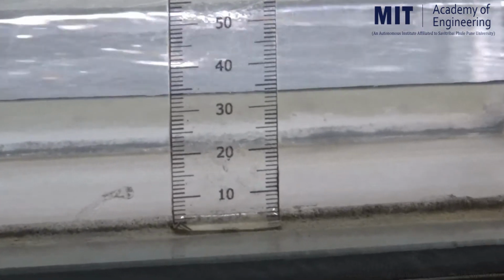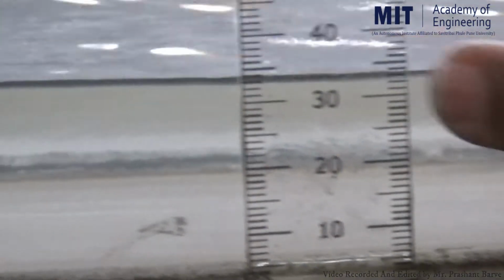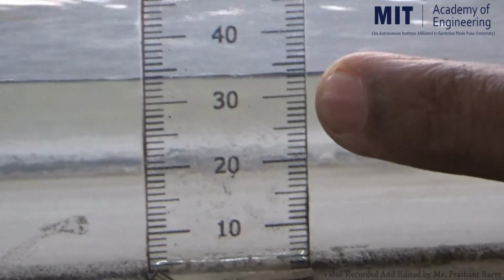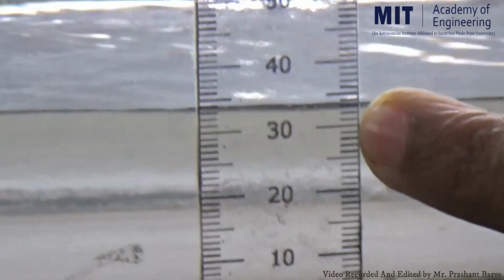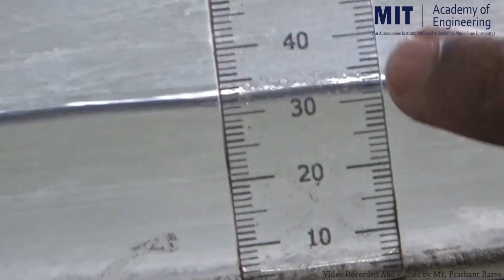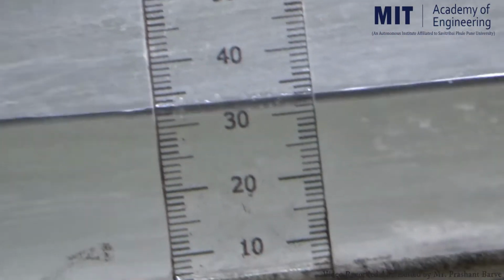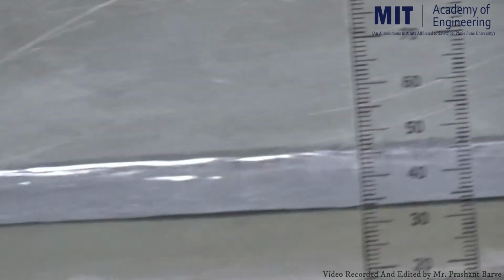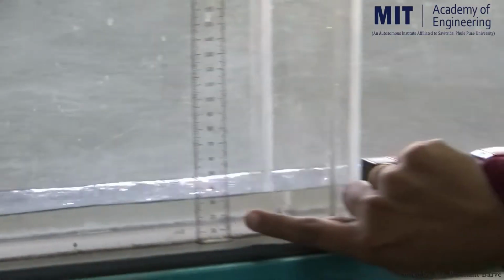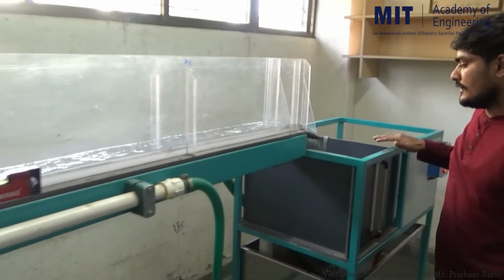Here, if you observe precisely, the depth is I think 34 mm. So the depth of flow is 34 mm in the channel section. We have observed the depth. This depth multiplied by this width gives you the cross-sectional area of the channel section. One observation we have to do is the depth, and another observation is the actual discharge.